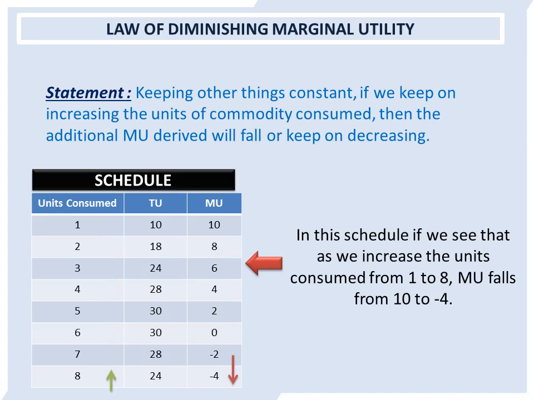We can show that through the following schedule. As you can see, we are increasing the units consumed from 1 to 8 and the MU is falling, as can be seen through the red arrow falling down from 10 to minus 4. TU is the summation of MU. So we have calculated in the same way 10, 18, 24, 28, 30, 30, 28, 24. In this schedule, as we increase the units consumed from 1 to 8, MU falls from 10 to minus 4, right?